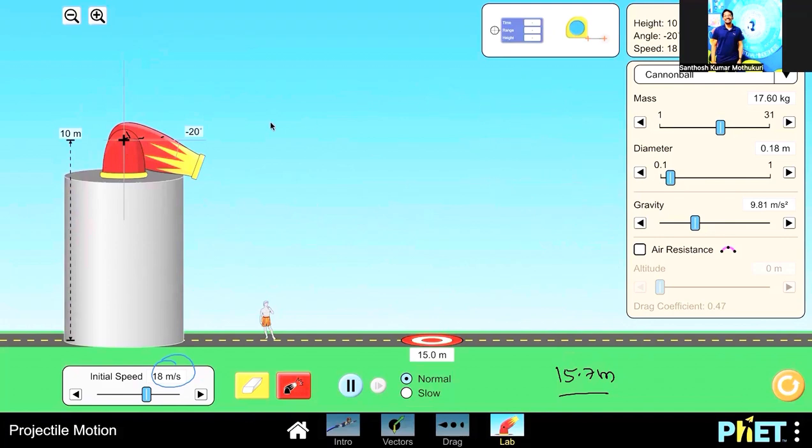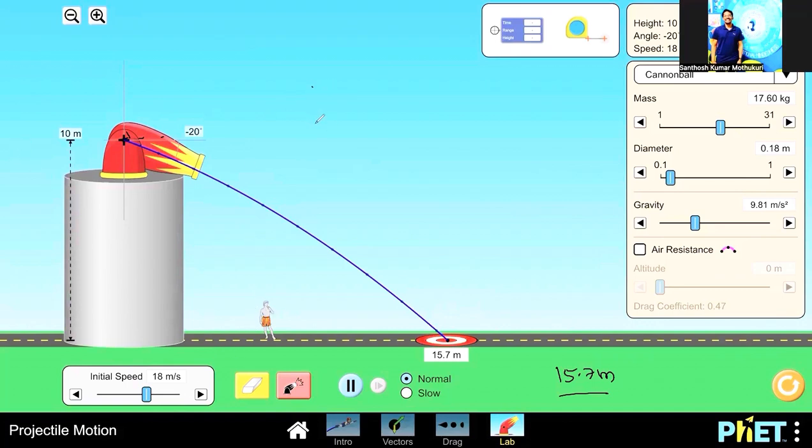Now, let us check this by firing it. Okay, let's fire this. Before that, I'm moving it to 15.7 and start firing. Three stars. So it is exactly 15.7, which proves to be correct.